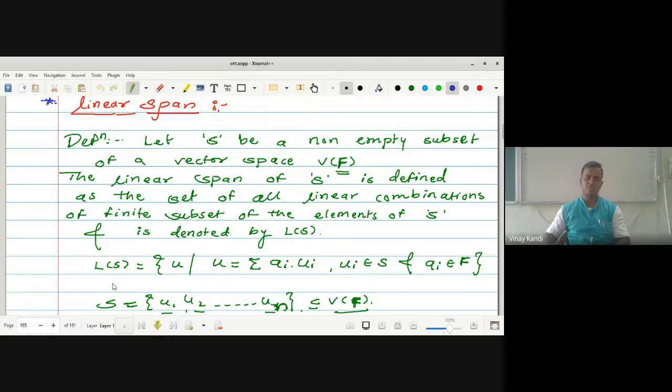What is L of S? L of S is the set of all U such that U is equal to the summation of ai into ui, where all the ui are elements of the set S, and ai belongs to F. Okay, so this is the linear span.